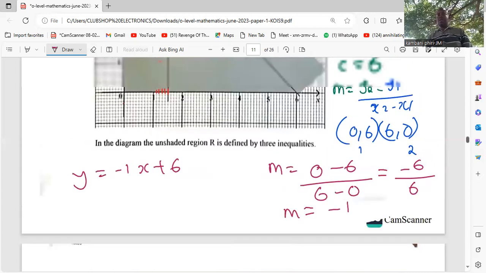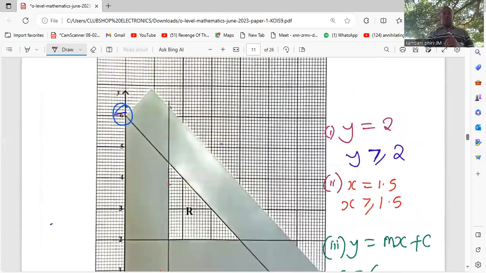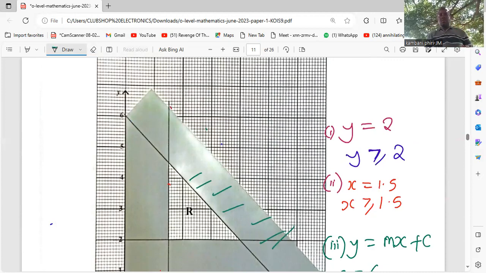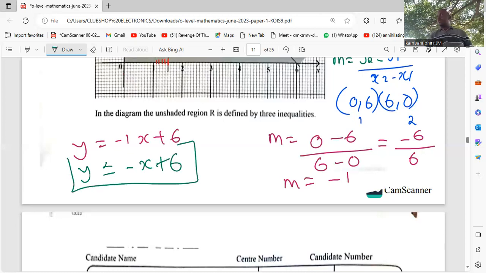Then we need to check the inequality, right? Now, this line is shaded above. So, because the line is shaded above, it means what we are looking for, what is not shaded, is below. Because it is below, it means it is less than, all right? So, y will be less than or equal to negative x plus 6. This is our third inequality. And you are done.